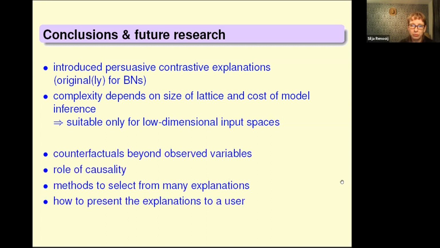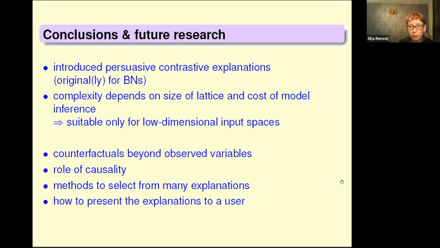So for future research, what we would like to do is to look at counterfactuals beyond the observed variables. Now we've restricted ourselves only to other values of those variables that we have observed, whereas, for example, in the network, there were other variables that are also observable. We just did not have an observation for them. Also we want to look at the role of causality, because it's especially clear today that when you talk about interventions, things work differently than when we just have observations.